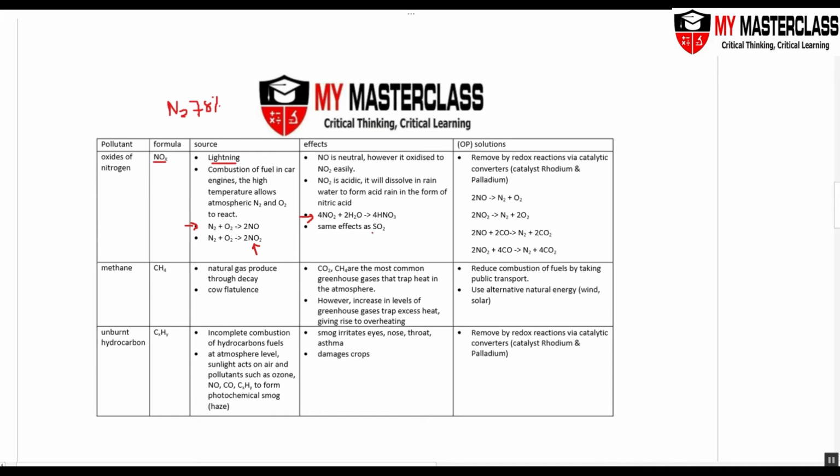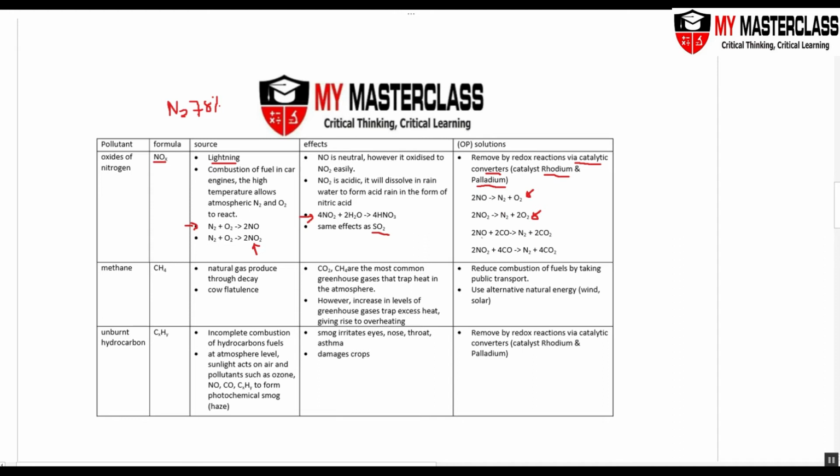Okay, so same effects as SO2, meaning to say it corrodes the buildings. It makes acidic marine water, so your marine life is difficult to survive. It causes acidic soil, so crops cannot grow, etc. Okay, so this we also remove by catalytic converters. Again, this is your rhodium and palladium. So NO is converted to N2 and O2, non-polluting gas. NO2 is converted to N2 and O2, non-polluting gas. Just balance out your equation.